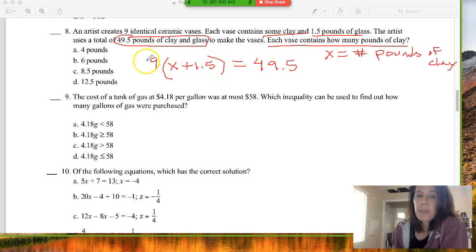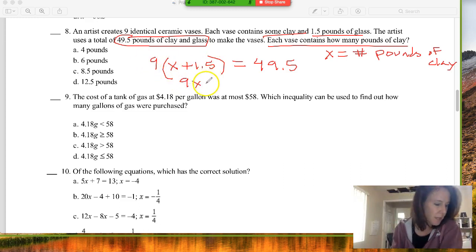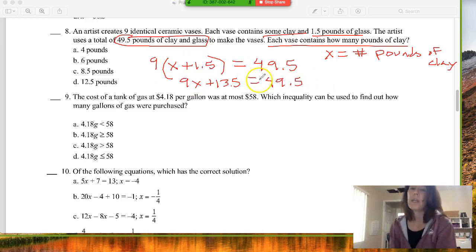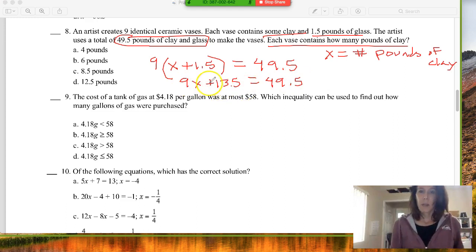So I put these in parentheses so I know I have to do 9 times both of those things, and I'm going to distribute 9x, 9 times x, and then 9 times 1.5 is 13.5. Okay, so I distributed it, and then that will be 49.5 for your total. Now to figure out what x is, peel off the 13.5 first by subtracting it from both sides. So subtract 13.5 from both sides.